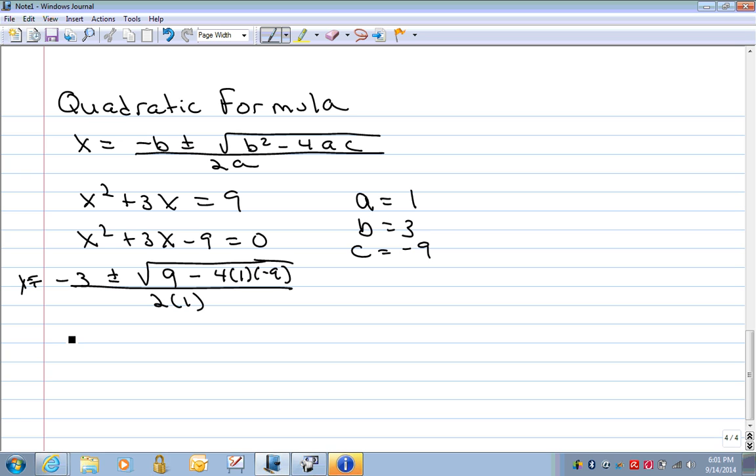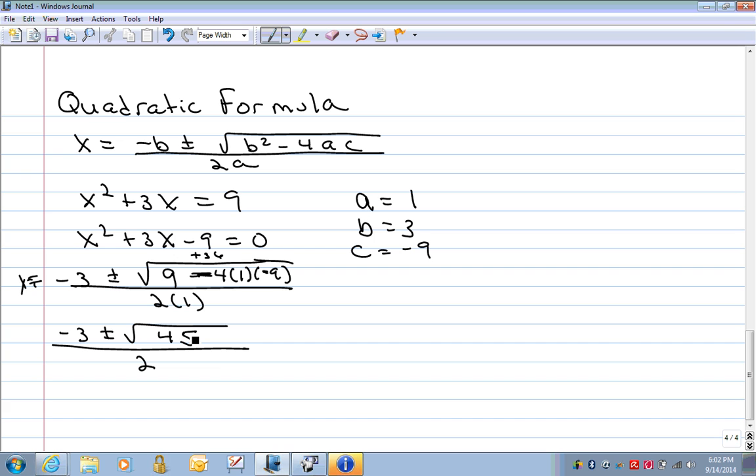Next thing I do is I simplify and make it negative 3 plus or minus the square root of something. I don't know what that is yet. 2 times 1 is 2. I do the easy part first. Now, this is a negative 4 and a negative 9. So 4 times 9 is positive 36 times 1 is positive 36. Be really careful. If you have a negative in one of your variables and you're subtracting, you're automatically going to get a positive. Well, 36 and 9 would be 45.